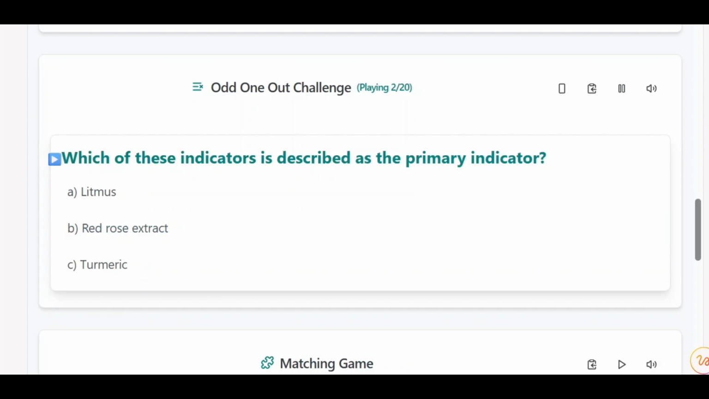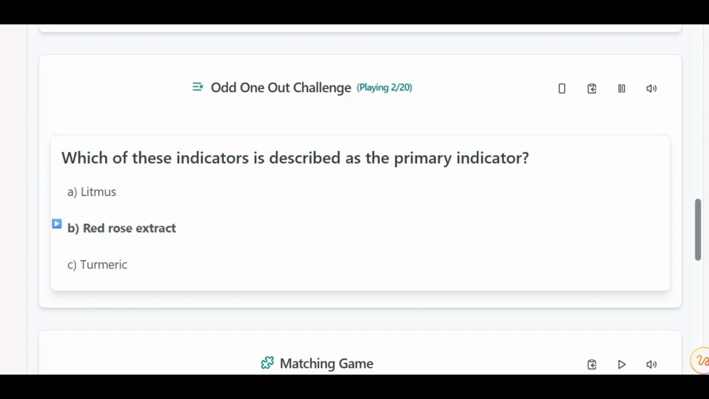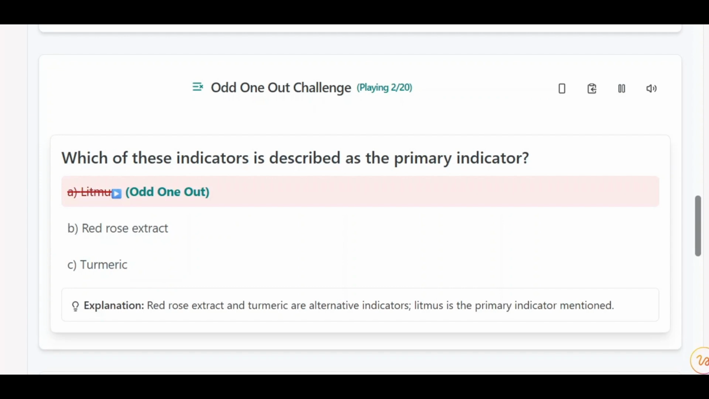Which of these indicators is described as the primary indicator? Litmus. Red rose extract. Turmeric. The odd one out is litmus, because red rose extract and turmeric are alternative indicators, while litmus is the primary indicator mentioned.